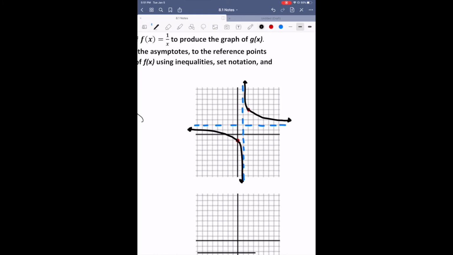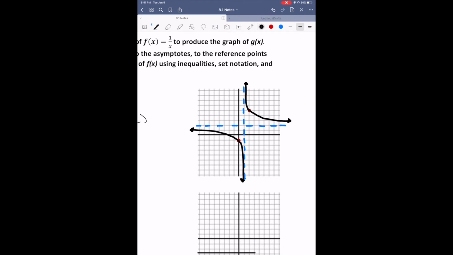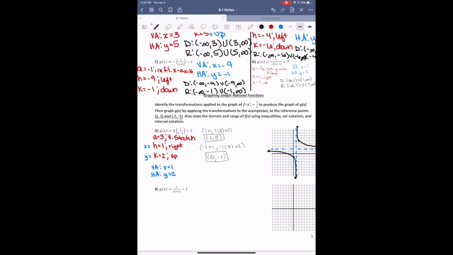our graph. Now, of course, this is not going to be perfect because we did not find any extra points. We are simply basing it off of the asymptotes and the reference points. If you want to use your graphing calculator to find additional points, you are more than welcome to do so. Remember, the more points you have, the more accurate your graph is. All in all, that is the gist of graphing rational functions. Asymptotes, reference points.